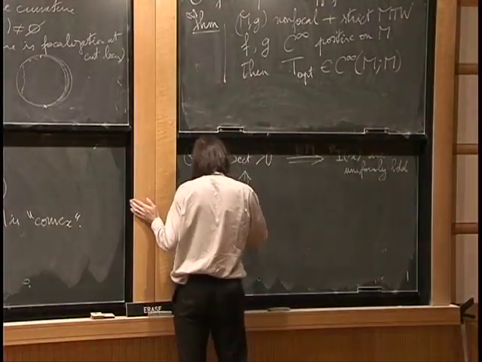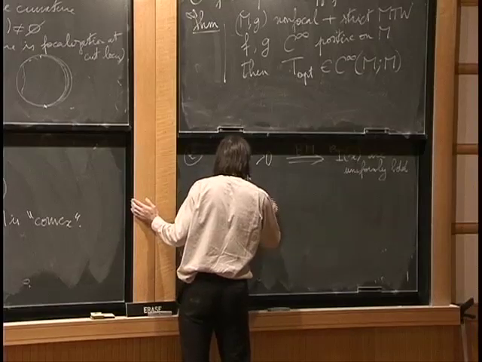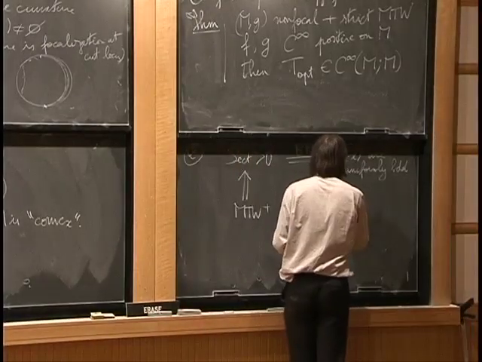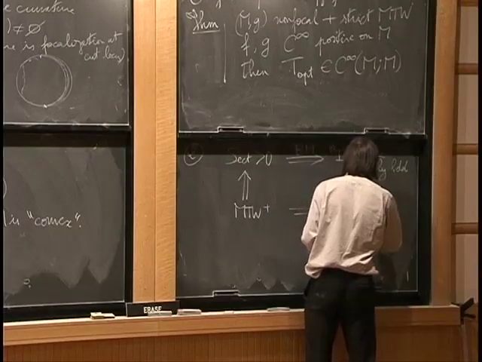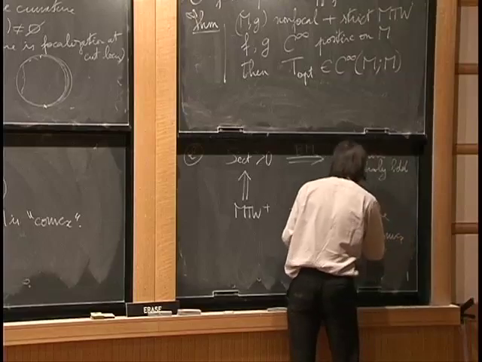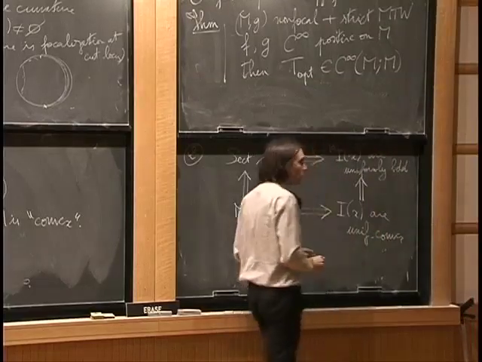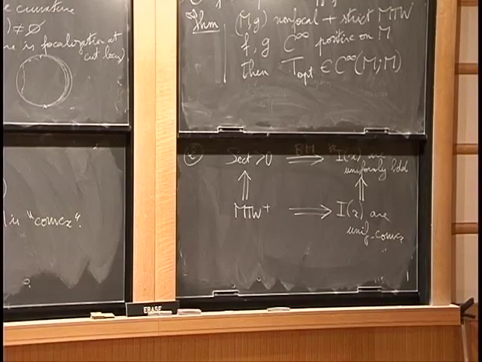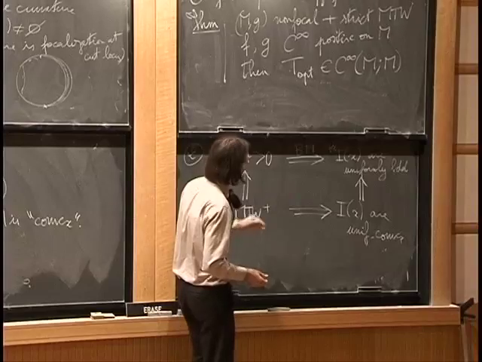Now, the strict Ma-Trudinger-Wang condition will, of course, imply positive sectional curvature. By our result, it implies that the I of x are uniformly convex. And of course, uniformly convex is a stronger statement than being uniformly bounded. Uniformly convex, in the sense that the second fundamental form at the boundary is bounded below. So this is how it compares to the usual Bonnet-Myers theorem.